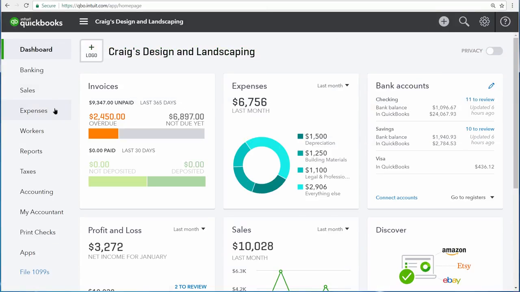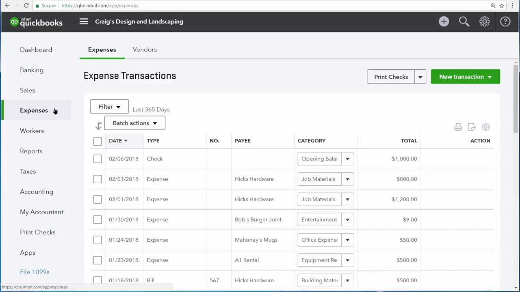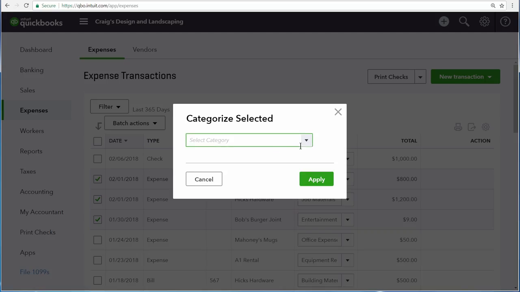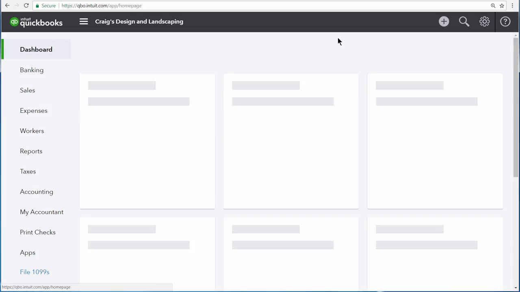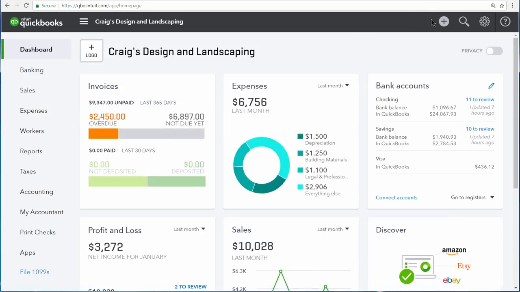One last tip about categorizing transactions. Whenever you look at the expenses list, there is an option for you to change the categorization of multiple transactions. If you've made a mistake and categorized many transactions improperly, you can select their checkboxes here and then click Batch Actions, Categorize Selected. This allows you to recategorize a batch of transactions with a different expense, cost of goods sold, asset, or other account. Remember to categorize transactions so that they'll be meaningful to you later on your reports.